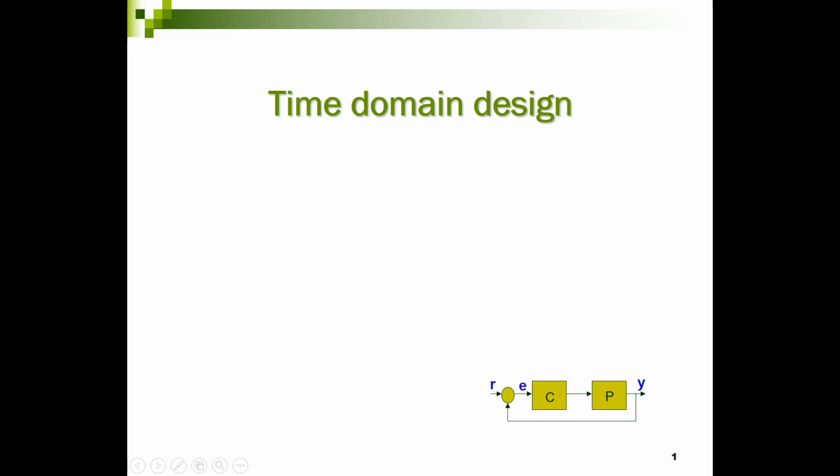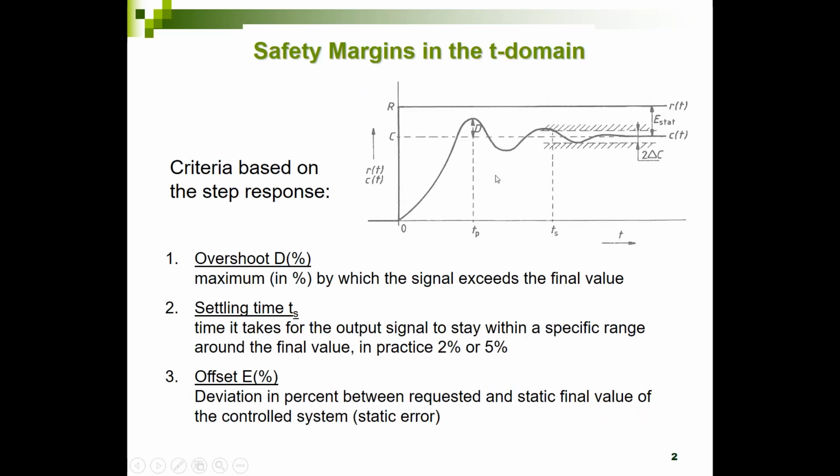Hi everybody. This video is about time domain design. So we are looking into requirements to a control system in a time domain and how they have impact on the design in the S domain. Well, mostly we have three requirements on the time domain, which is the overshoot, the settling time, and the offset.